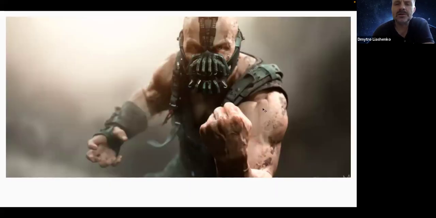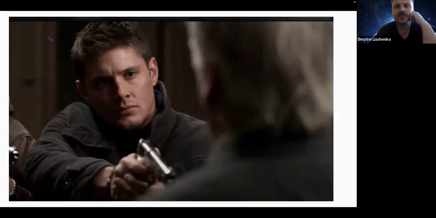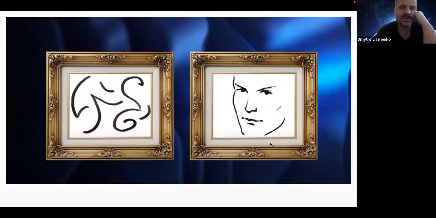Here you can see also examples of representing a bright figure and foggy details of background. Also focusing on some parts of the picture.